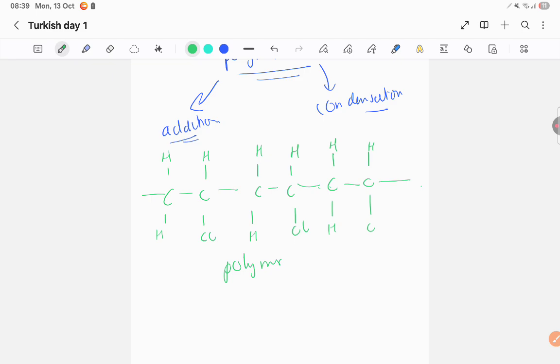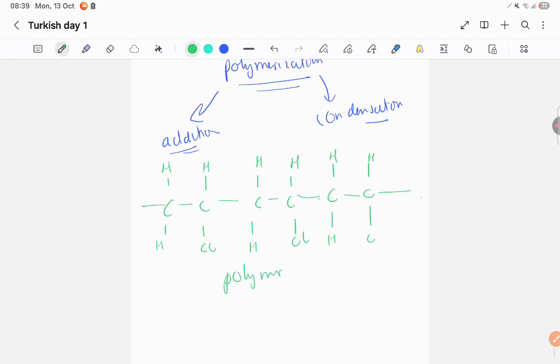So where there was a double bond, the double bond opened up so that they could join together and form a polymer with single bonds. This is what we call addition polymerization. So only items with double bonds undergo addition reactions, hence addition polymerization. I hope that makes perfect sense to you.